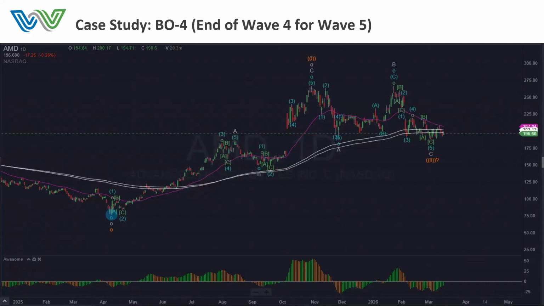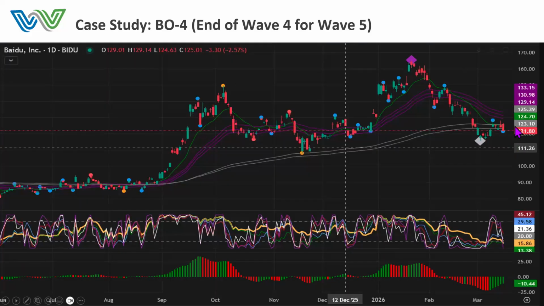Okay, that was AMD. The next one is Baidu. Again, this is the daily chart. So we get the purple, we get a move down. This is like a very quick move down, A, B, C, right to below the tunnel. So my question is, am I interested in buying this? So now let's look at the wave count.